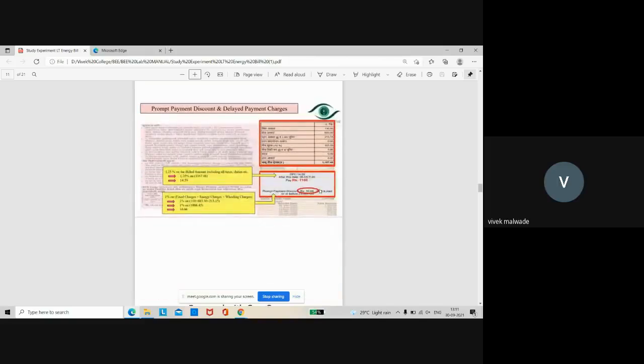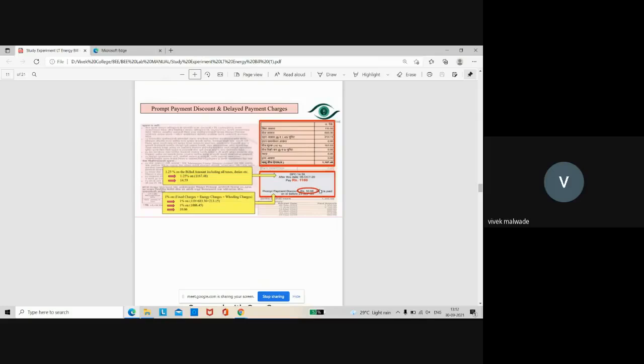And below you can see delayed and prompt payment charges. So before this date, your bill is actually 1167.48. If you cross the date, you have to pay 1180. Okay, and prompt payment discount of ₹10 can be applied if you pay the bill before 23rd September. How that discount and delayed charges are calculated, you can see in the left yellow box. 1.25% on the billed amount, including all the taxes, duties, etc. That is 1.25% on 1167.48. That becomes 14.59. So 1167.48 plus 14.59 is nothing but 1180 round figure.